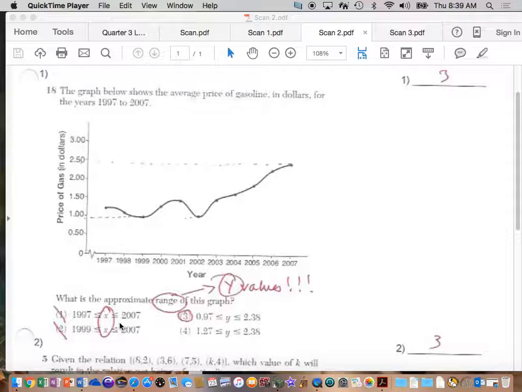So in this problem, 1 and 2 are out because they're x's instead of y's. Y's are range. So now, as I look at choices 3 and 4, which one most accurately or most closely matches up to the parts of the y-axis that are covered here? What parts? I would say 0.97 to 2.38. Clearly, it's not 1.27 because that's around here, and there's part of the graph below that, so that can't do. So it has to be choice 3. Okay? What variable represents range? Y. And if I want to find the range, I draw over to the y-axis. If I want to draw domain, what would I draw there? Down to the x-axis. Good.